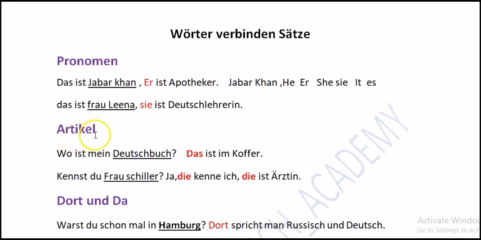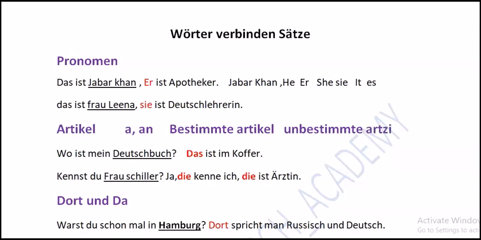Now, coming to the next one, we have the article. By the help of an article, we can connect two sentences. First of all, we have to know that in English we have articles like a and an. But in German, we have two types of article: bestimmte Artikel and unbestimmte Artikel.